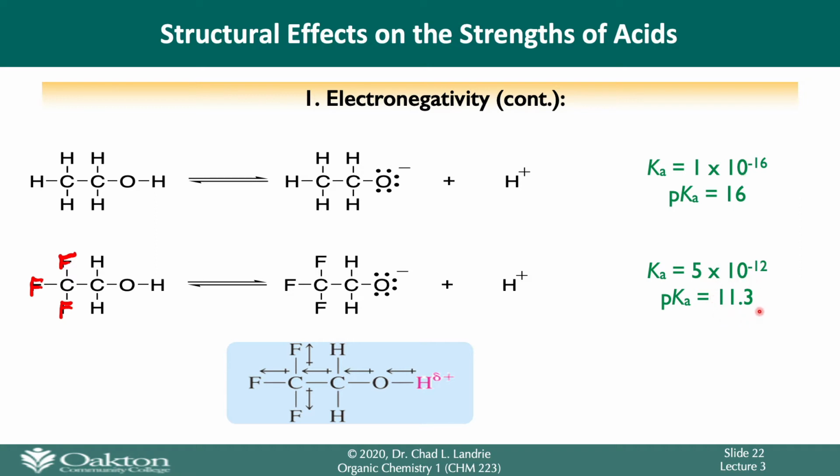And each pKa unit difference is a factor of 10. So 16 minus 11 is 5. We could say that trifluoroethanol is 10 to the 5th times more acidic than ethanol. That's huge, right? That's very big. All right, how do we explain that?